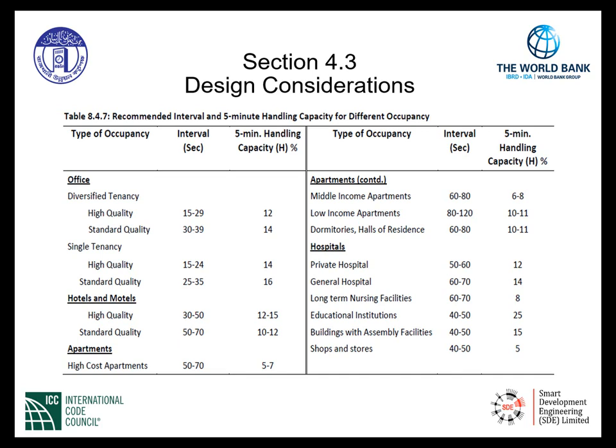and stores. The second column gives us our interval in seconds that ranges depending on the category and specifics within that category. The third column gives us the 5-minute handling capacity, H, in percentage. And as you can see, the handling capacity differs with respect to each category and subcategory within each main category.